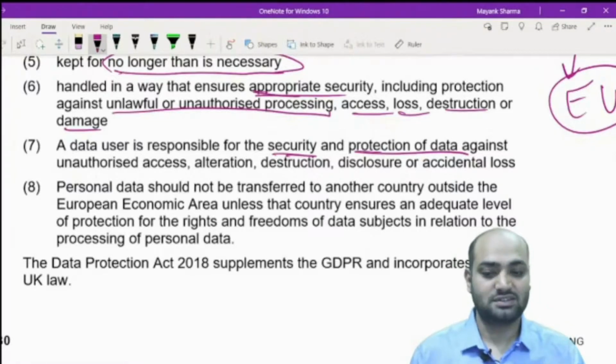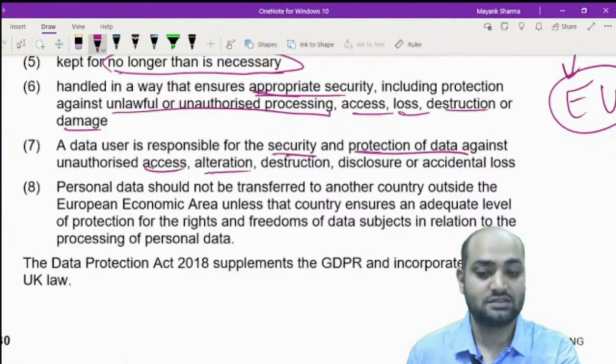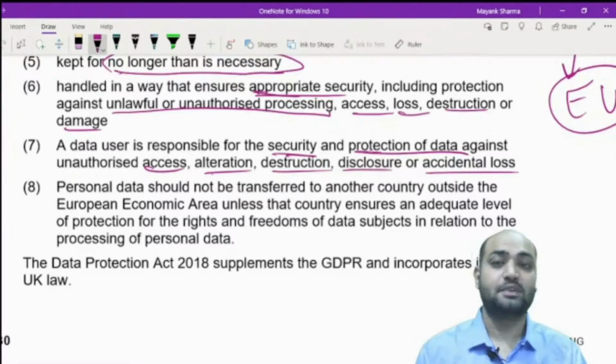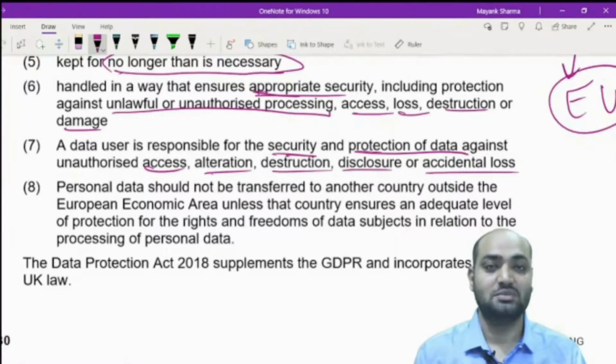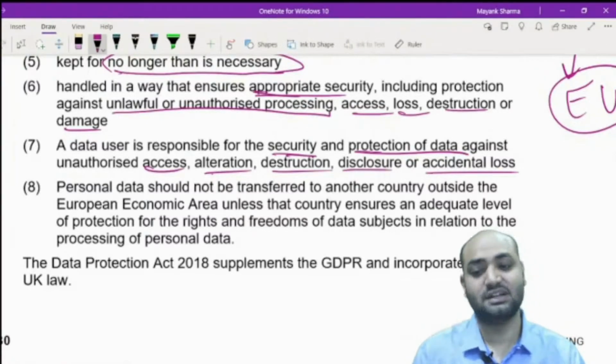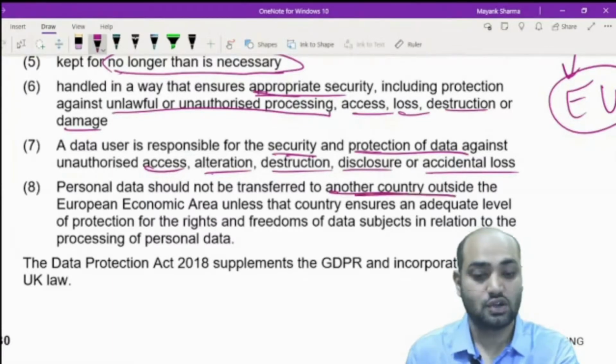I will be responsible for the security and protection of data against unauthorized access, alteration, destruction, disclosure, or accidental loss. All these things should not happen to your data. So I should keep all the security measures and backups in place so that any of these things are not happening. All right. Next is personal data should not be transferred to another country.